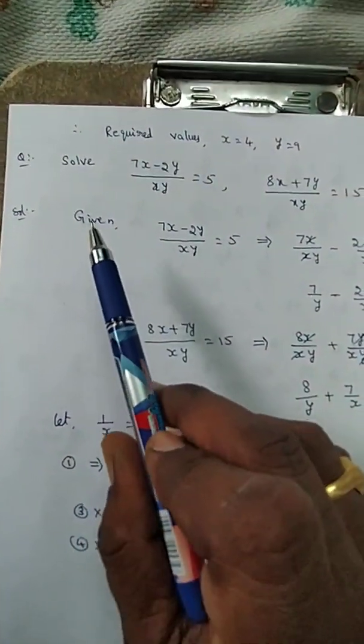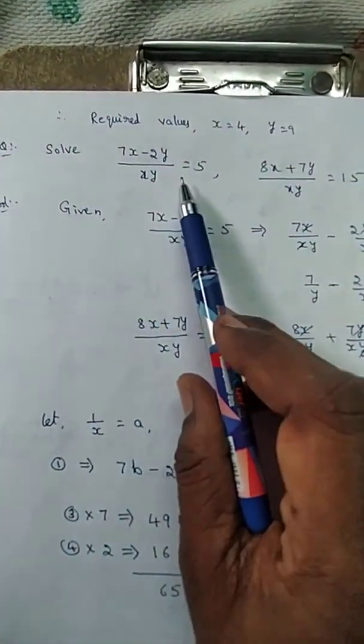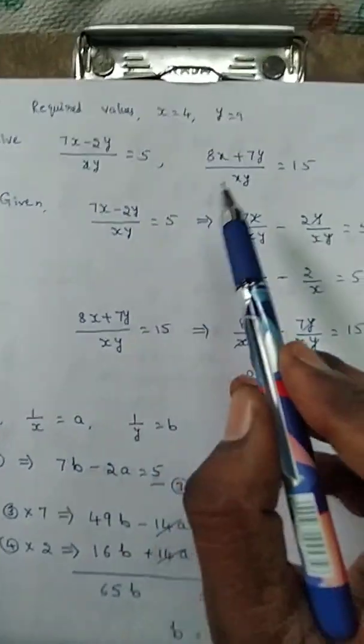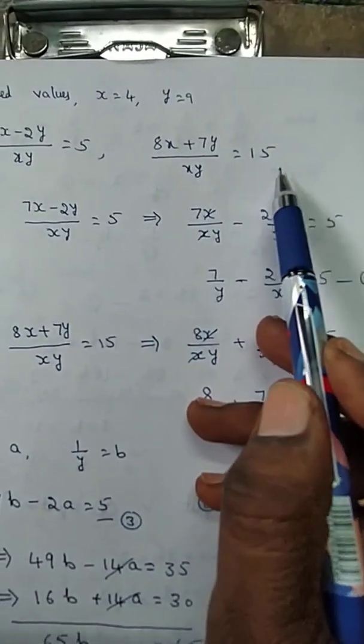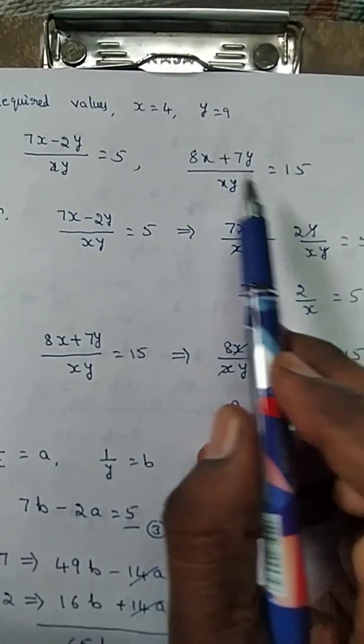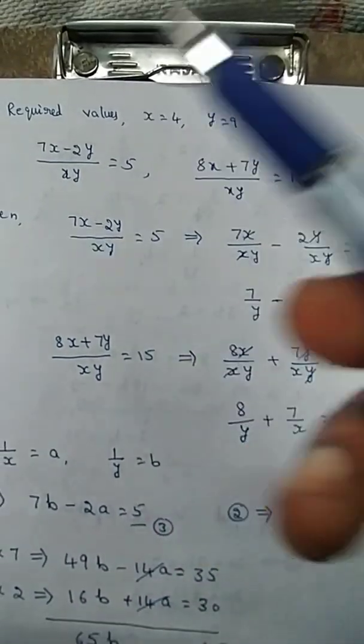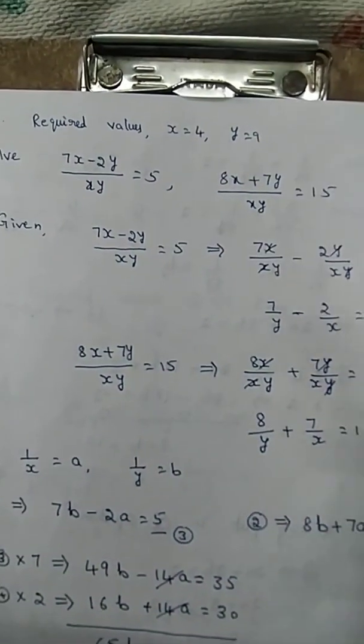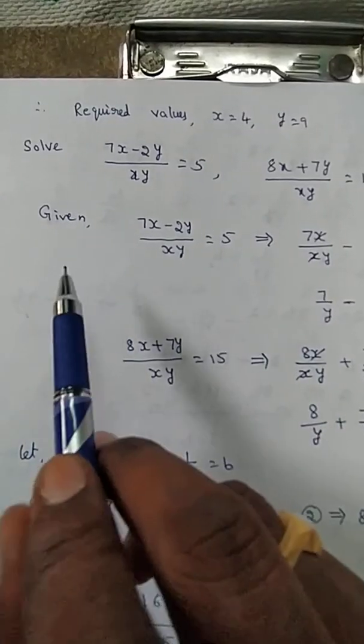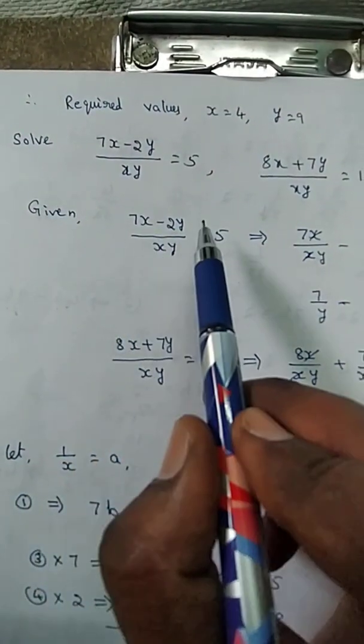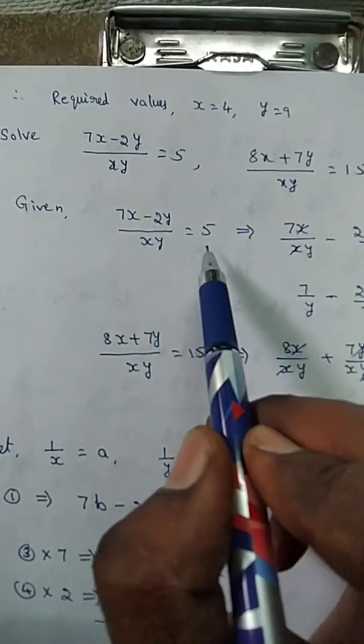One more question. Solve (7x − 2y)/xy = 5 and (8x + 7y)/xy = 15. These are two equations which are not in linear form. To make them linear form and find the values of x and y in the problem, they are given. So (7x − 2y)/xy = 5.